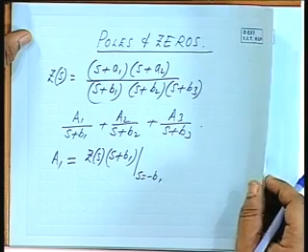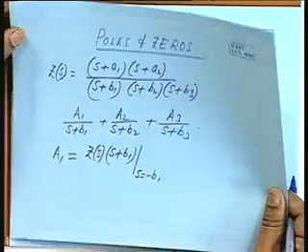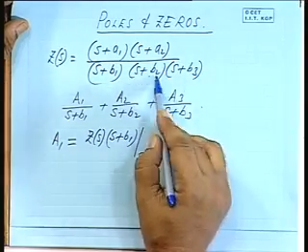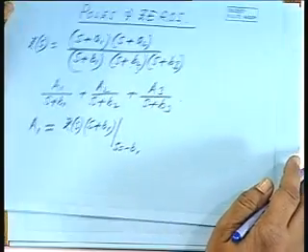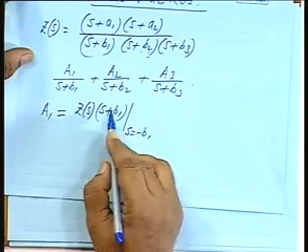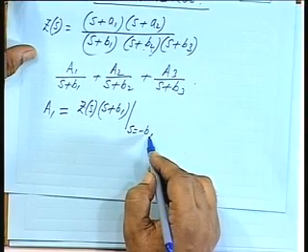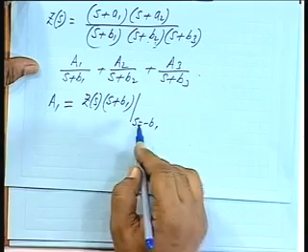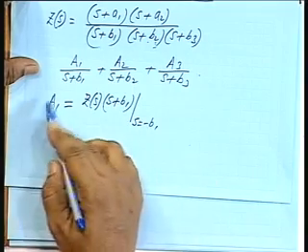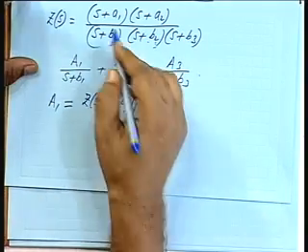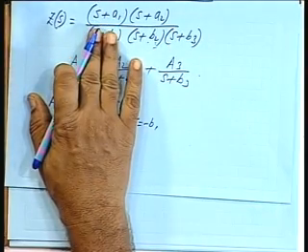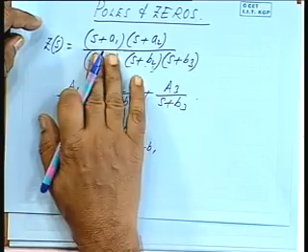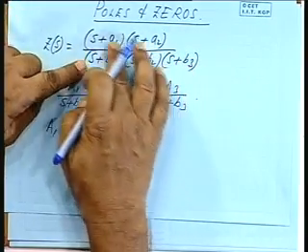Now, these B1, B2, B3 can be complex conjugate also. If they are complex conjugate, they should be in pairs, conjugate pairs. Okay. So, Z(S) into (S plus B1), evaluated at S equal to minus B1, gives A1. What does it mean? If I multiply by S plus B1, this factor will go, and Z(S) into (S plus B1) we are evaluating at S equal to minus B1.